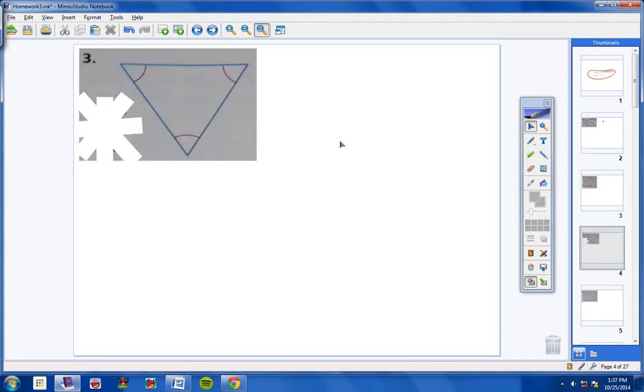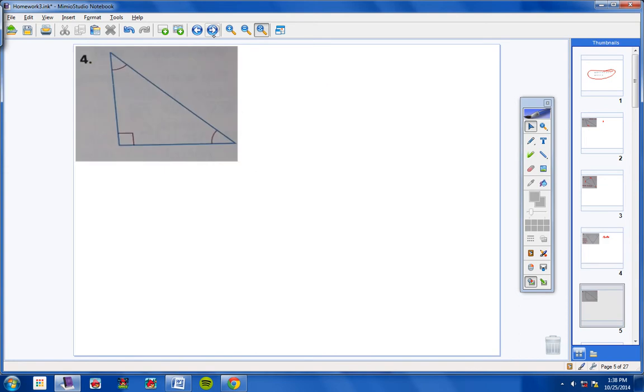This one here has all three angles equal, which means that all three sides are congruent. So we could call this equiangular, we could call this equilateral, or we could also call it an acute triangle because all the angles are less than 90, okay? So it's totally your decision, whatever you want to call this: equilateral, equiangular, or acute, or all three. Number 4.